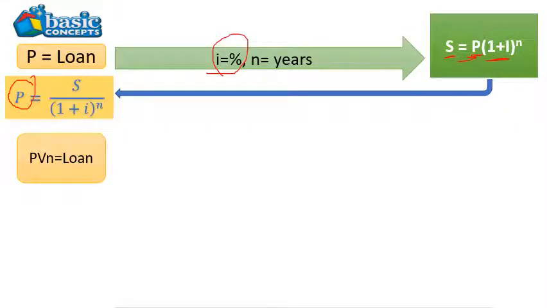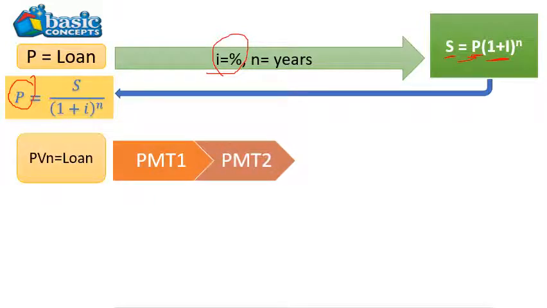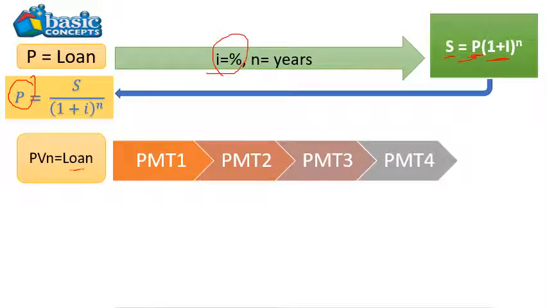So if the individual decides to repay the principal of the loan and the interest accrued by paying equal periodic payments, where periodic refers to annual, monthly, semi-annual, or quarterly payments, in this case we have an annuity, through which the individual will repay the loan and its accrued interest by paying equal annual payments.